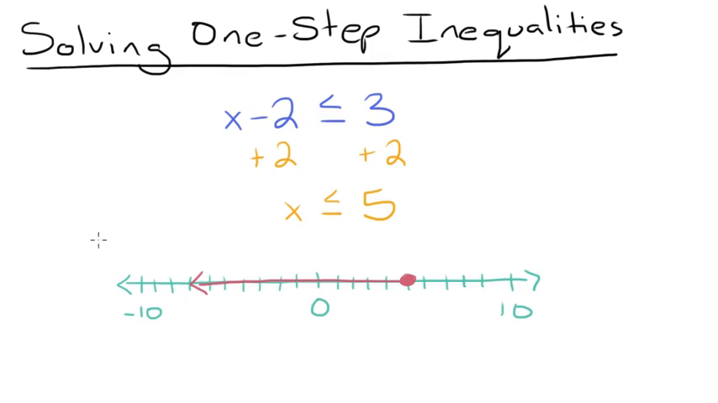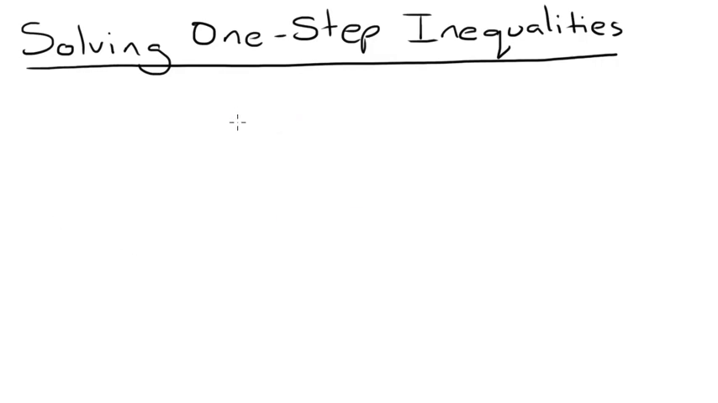Now let's try an example where we have to use division. -4x ≥ 16. To isolate x, we have to divide both sides by -4.